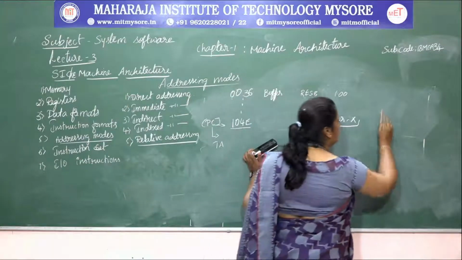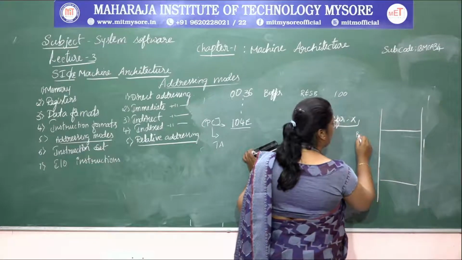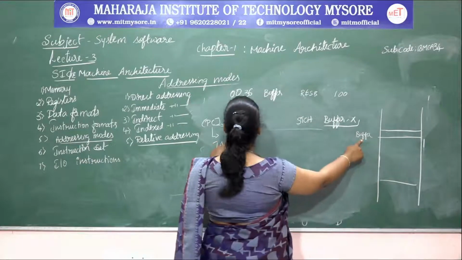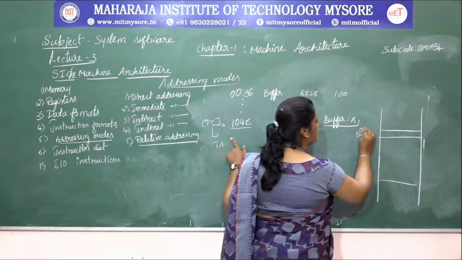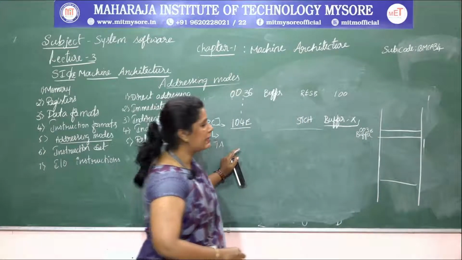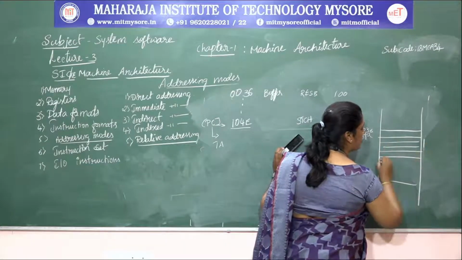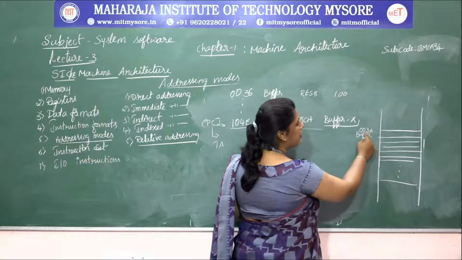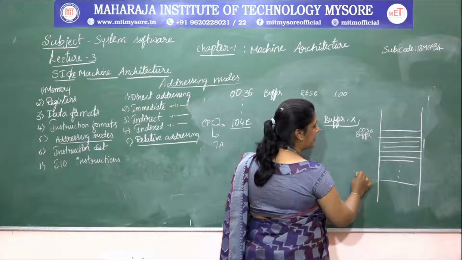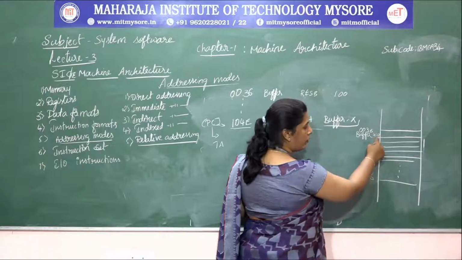Let us assume the buffer is capable of holding 100 characters, 100 bytes of information, and is located at memory location 0036. So it starts at 0036, and if it is 100 bytes, it ends at plus 100, that is 0136. So what is the index register value?